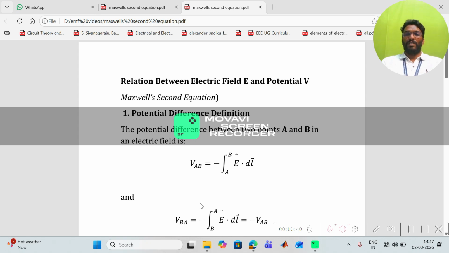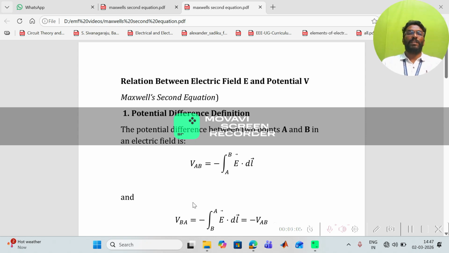second equation. Students used to memorize E bar is equal to minus del V, but very few understand what it really means. Is electric field something separate, or is it just the slope of potential? Today we will see how Maxwell beautifully proved that the electric field is nothing but the negative gradient of potential.